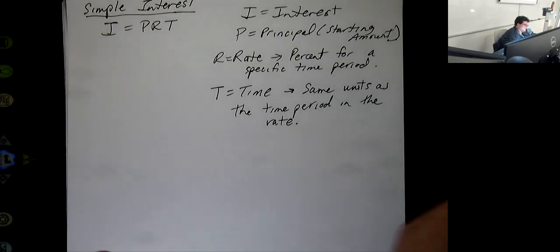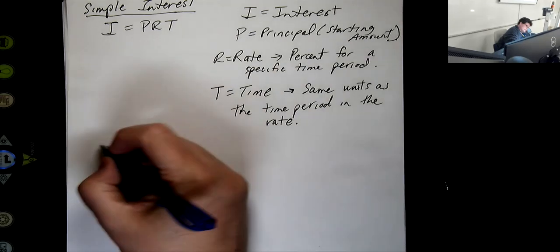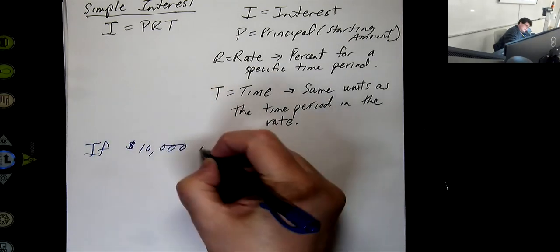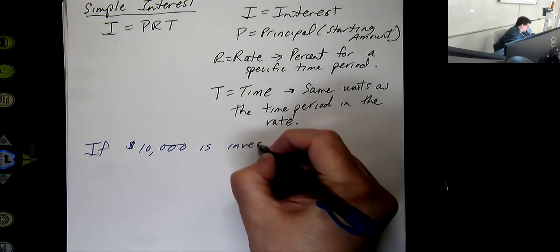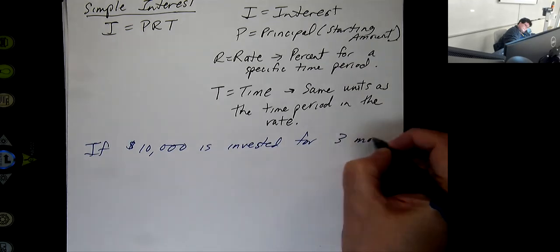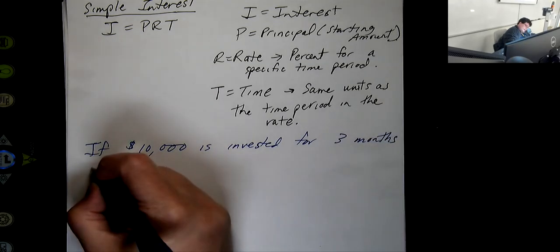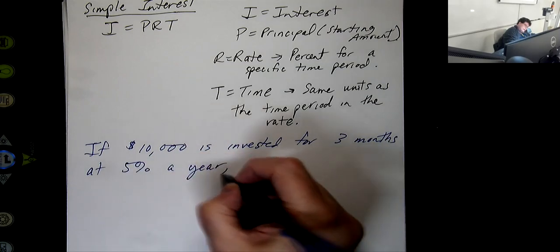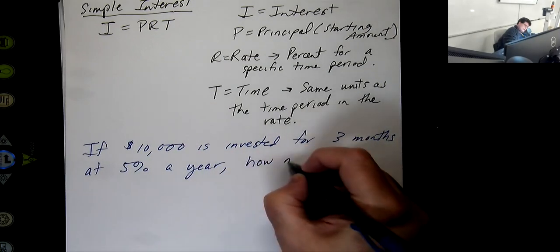I think the best way to cover this is with an example. We have $10,000 invested for 3 months at 5% a year. How much interest is made?